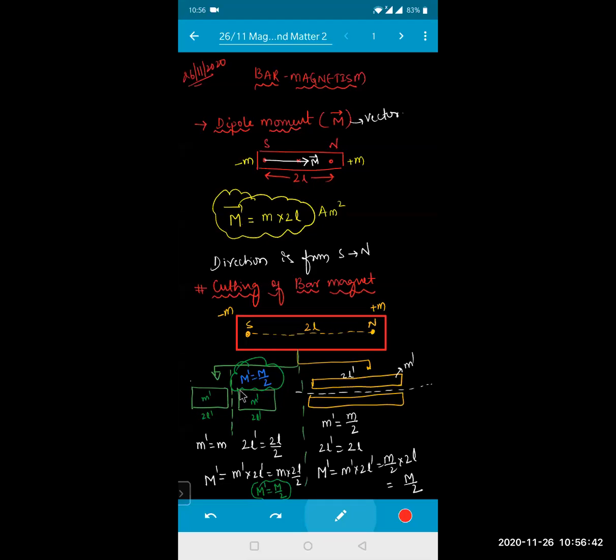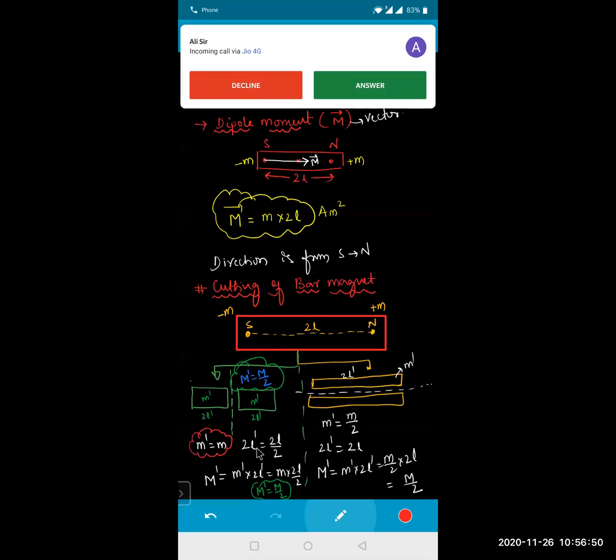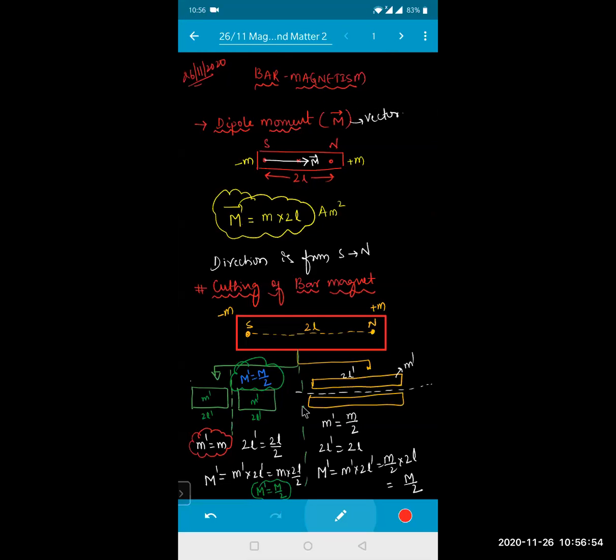So when a bar magnet is cut from the center perpendicular to the axis, there is no change in the pole strength. Length will become half. If the bar magnet is cut along the axis, pole strength will become half, but length will remain the same.